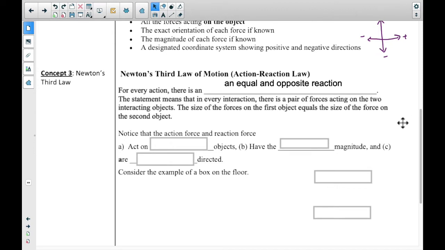Okay, let's talk about this and break this down a little bit. Notice that the action force and reaction force act on the same two objects, but there have to be two. They have the same magnitude and they are oppositely directed.